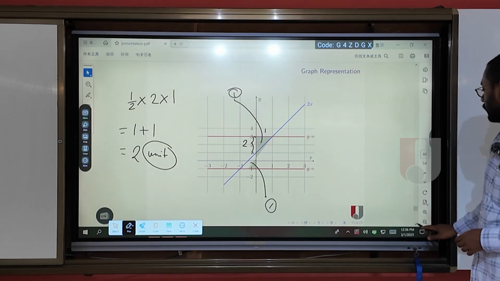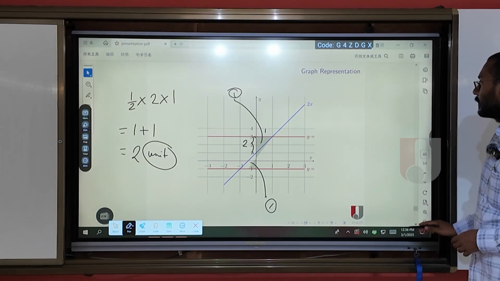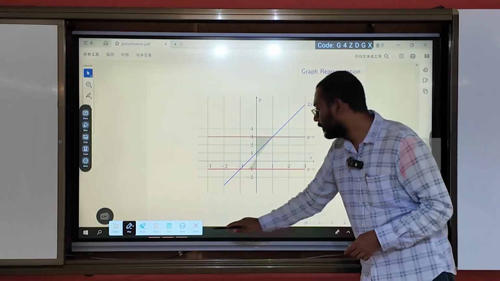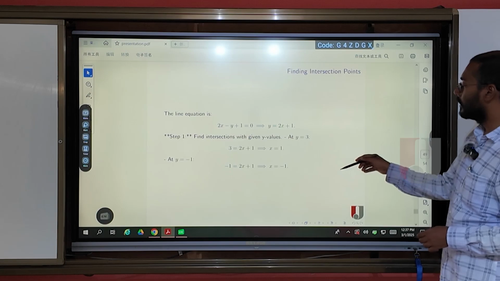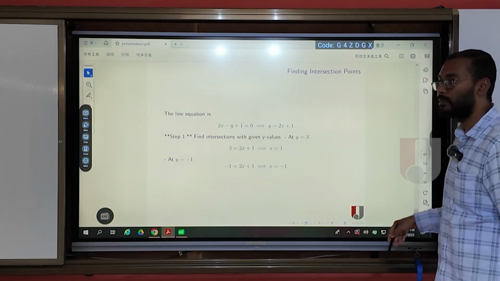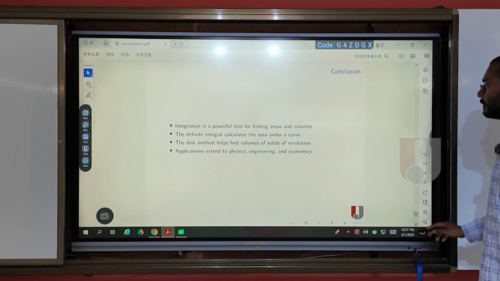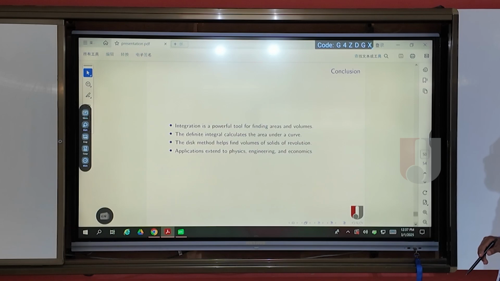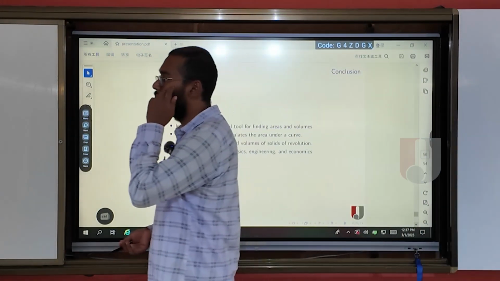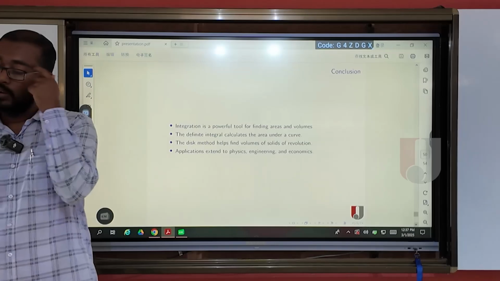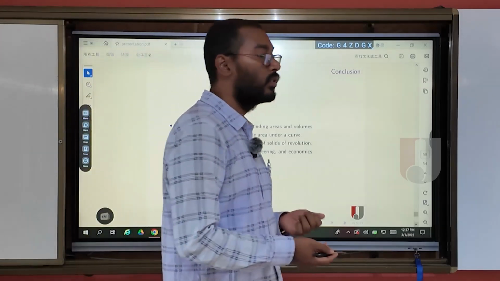So far whatever we have discussed, here we have to write down. First we have to find the intersection points. After that we have to do the integration. Integration is actually a very powerful tool.